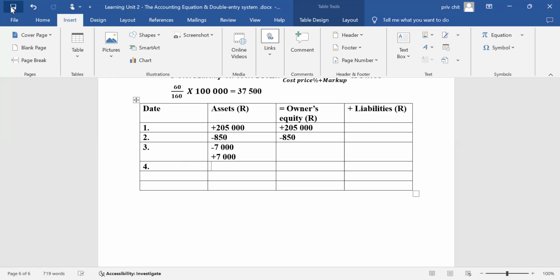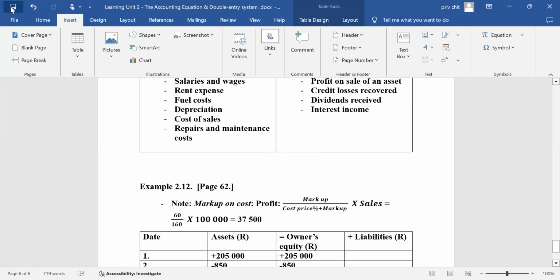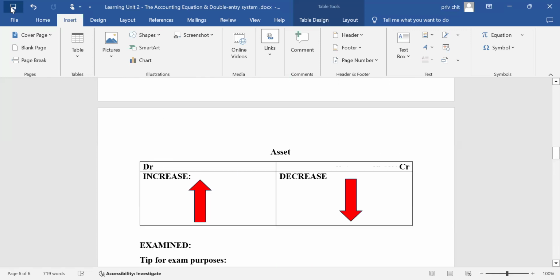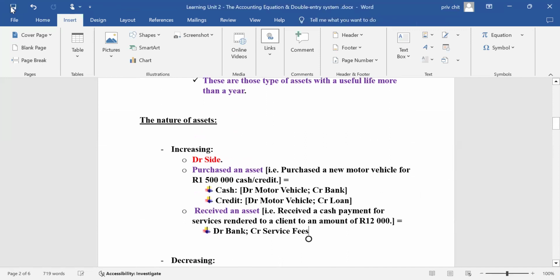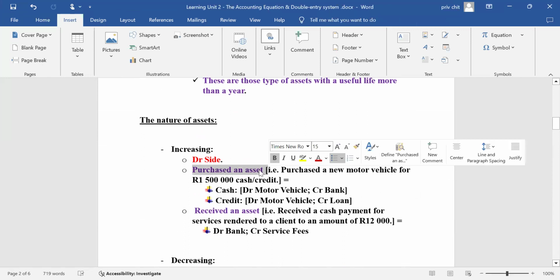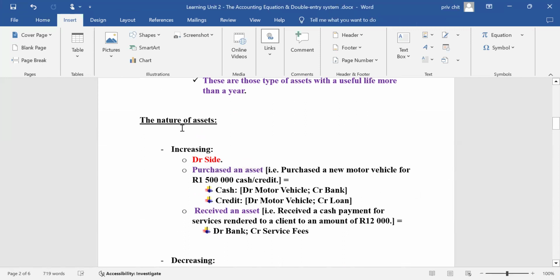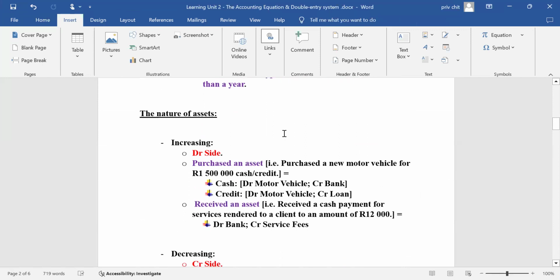Are we buying an asset? What's happening here? We're buying an asset. And so when that happens, what does that mean? Because we are buying an asset, that means assets are increasing.